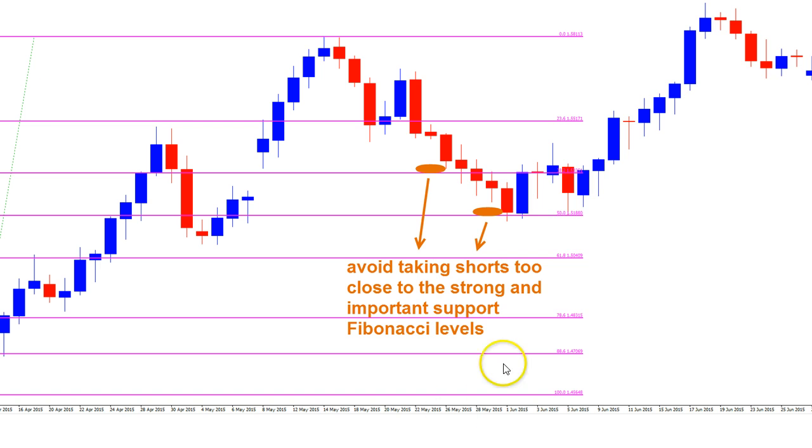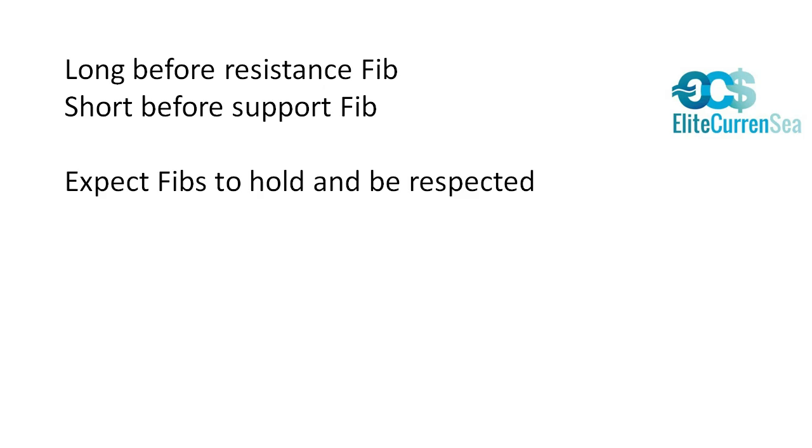Nothing would have been lost on that short, and that of course is money made in a way, because otherwise if I take the short, I would have lost the pips. So the rule of thumb is quite simple. Basically, I'm not taking longs right in front of or before the resistance fibs, and I would avoid taking shorts in front of support fibs, like the 50 fib example that I just showed.